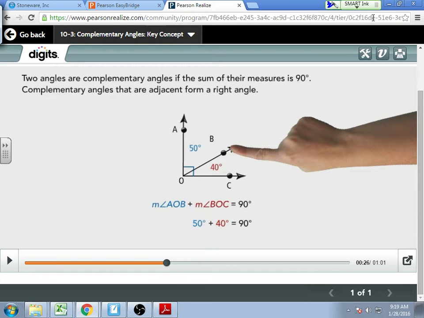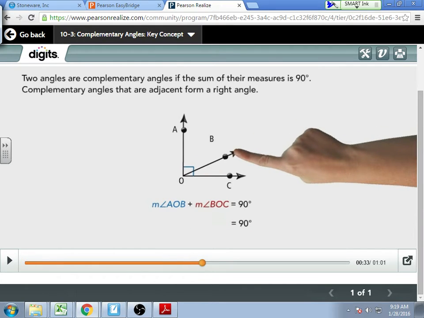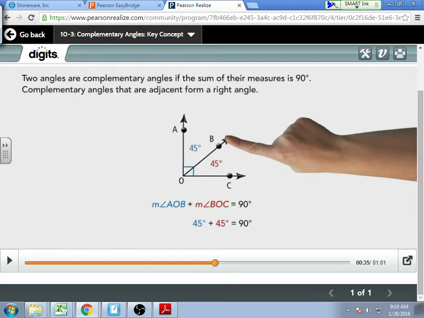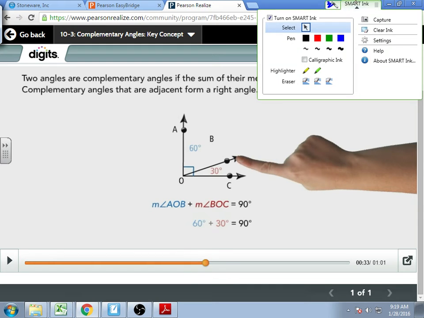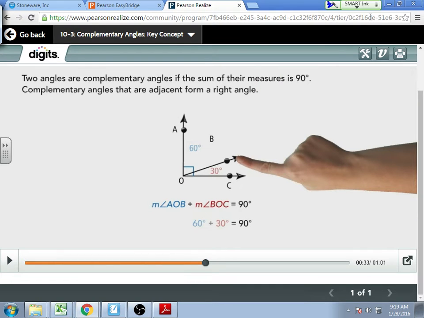Because if I'm only moving my B and my A and my C stay in the same locations, AOC stays a right angle. So when I move B, all I'm doing is making my lower angle smaller and my upper angle bigger. So another example is, if you'll stop there, 30 and 60. You can kind of see that. It is on your paper, but in a different way.